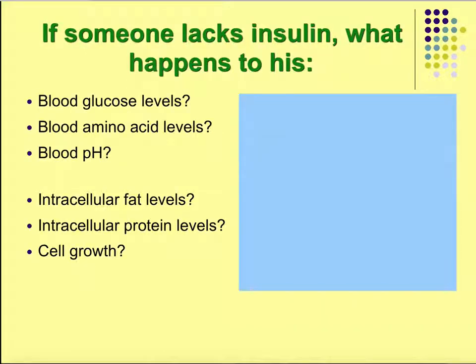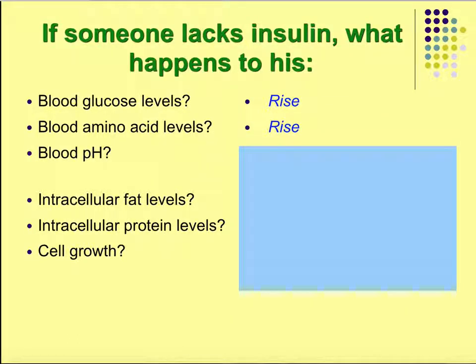Now, if someone lacks insulin, what do you think is going to happen to his blood glucose levels? So remember, insulin lowers blood glucose. So if he doesn't have insulin, then his blood glucose is likely to rise. What would happen to his amino acid levels? Now remember, think back to that first slide. Insulin doesn't just impact glucose. It also impacts amino acids. And so amino acid levels will also rise.